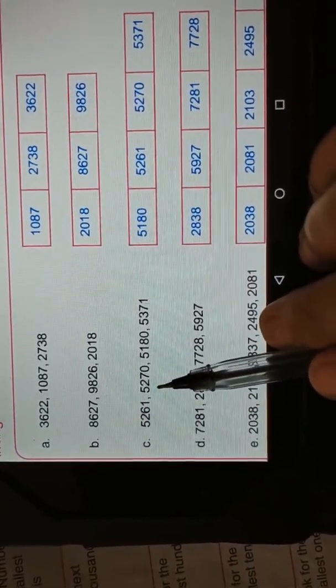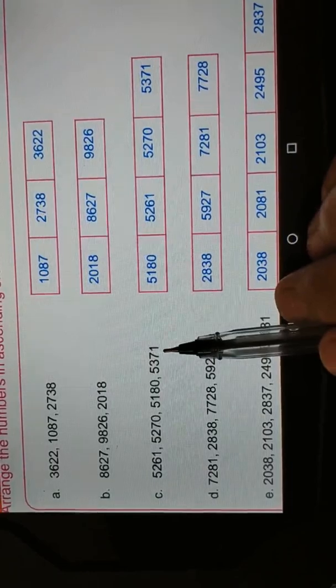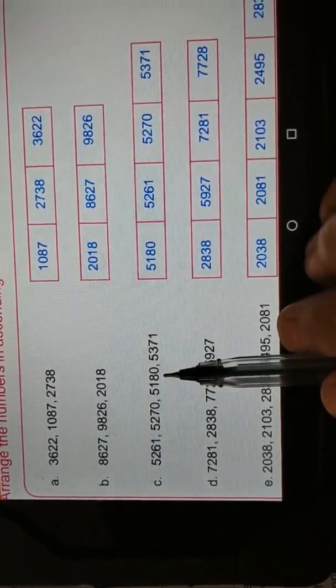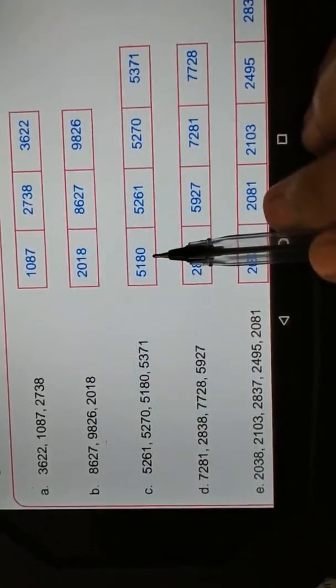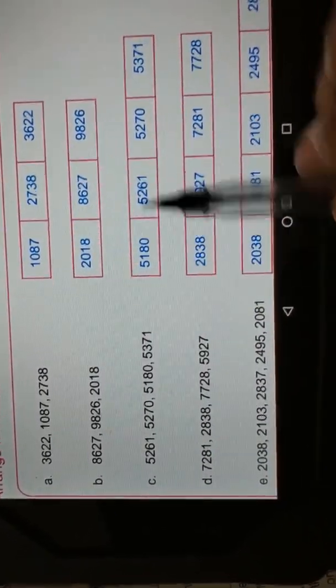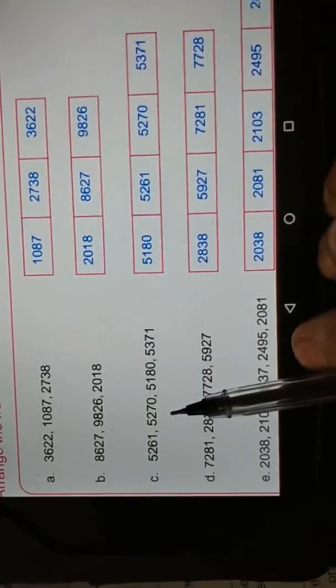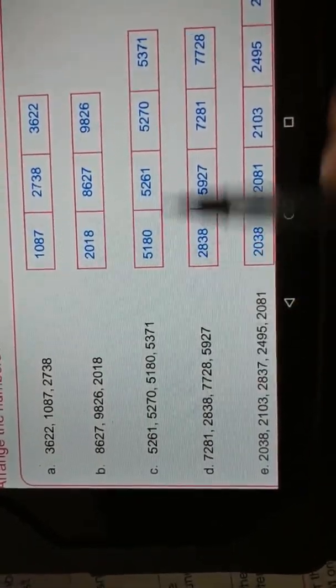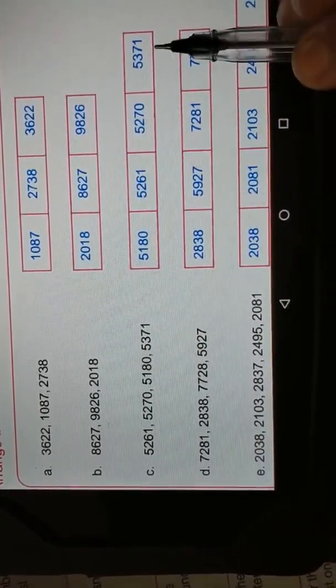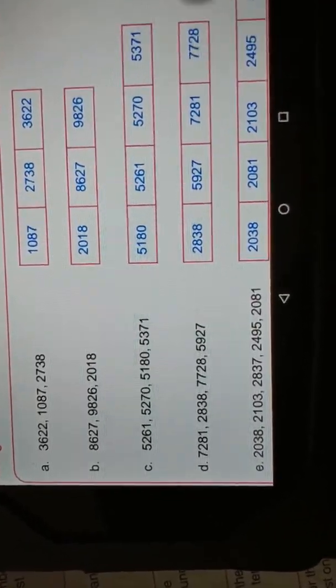5261, 5217, 5180, 5371 is there. So first of all we have to write 5180 in the first blank. Second smallest digit is 5261. We have to write in the second blank. 5217 we have to write in the third blank. 5371 we have to write in the fourth blank.